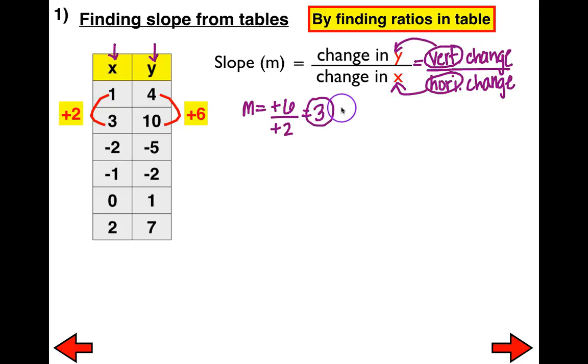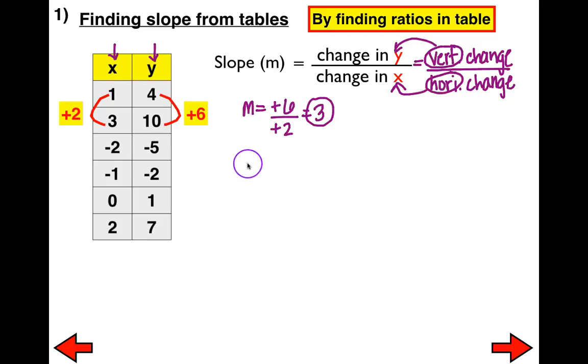Okay, now I need to continue to check them. Why? Because if there comes a point where you check your ratios and they're not the same, what it means is it's not a straight line. So don't always assume you do it once and all of them are going to be 3. You have to check all of them. So now, moving on, I'm going to go ahead and do the next one.